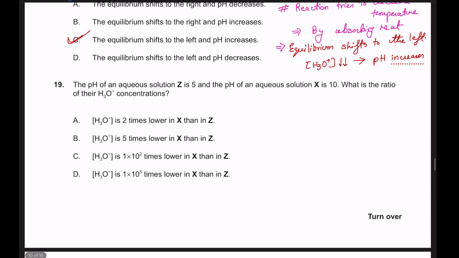Now the next one. The pH of an aqueous solution Z is 5, and the pH of an aqueous solution X is 10. What's the ratio of the H3O+ concentrations? So the H3O+ concentration of Z is 10 to the power minus 5, and the H3O+ concentration of X is 10 to the power of minus 10. So H+ is 10 to the power of minus pH. Okay, now we can just take the ratio.